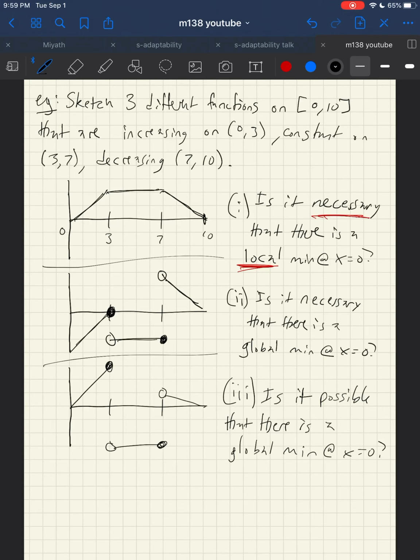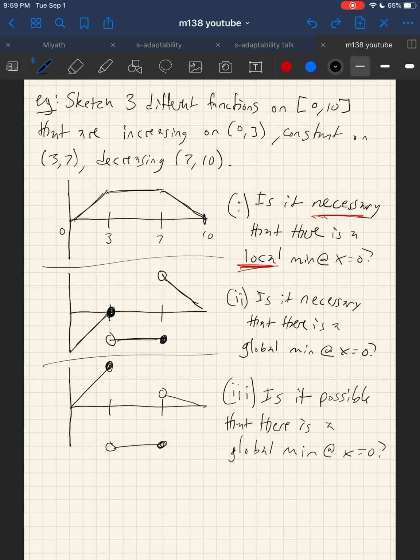And the answer is yes, because if I look at anything in the range around here that's close, this is always going to be the lowest point. So it's for sure a local min. So the answer is yes.